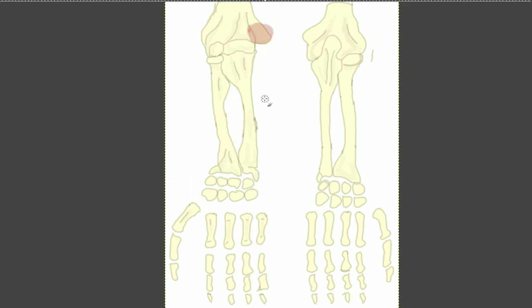The next muscle we'll look at is flexor carpi ulnaris, which again comes down to the ulnar side on the fifth metacarpal, and then will ulnar deviate as well as flex the wrist and flex the elbow.